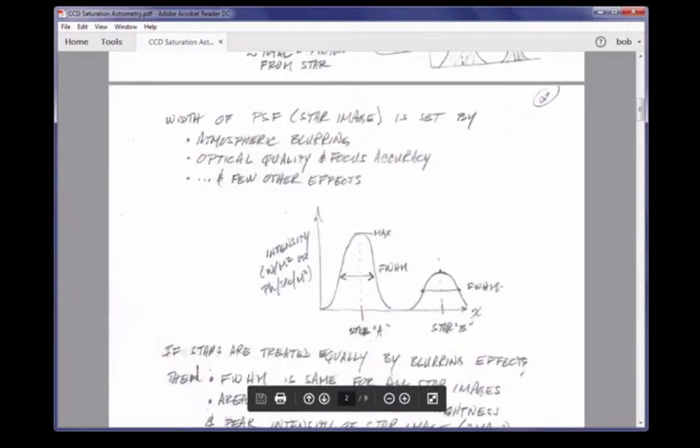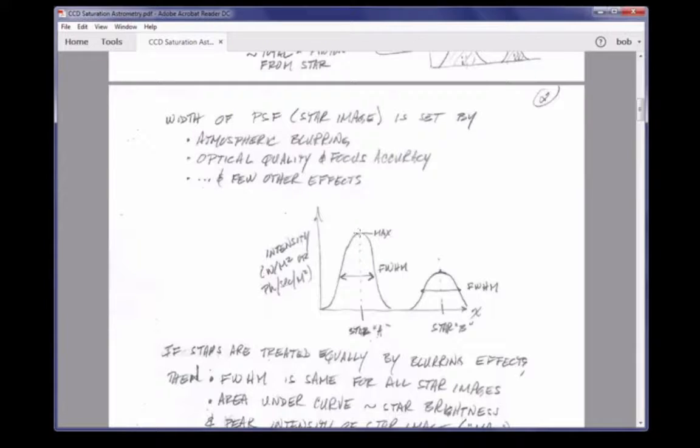If we take a closer look at the point spread function and plot the intensity, that might be watts per square meter, or it might be photons per second per square meter on the focal plane. And so you see star A has got its point spread function. There's some maximum intensity level, and usually the size of the point spread function is described by what's called the full width at half maximum.